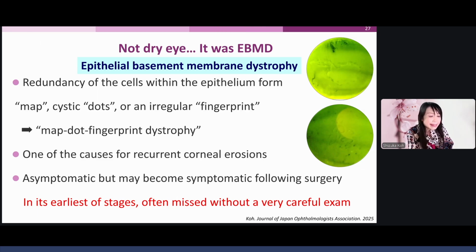EBMD is frequently overlooked. Without fluorescein staining, the diagnosis can easily be missed. Many patients are asymptomatic. However, they may become symptomatic after ocular surgery, especially cataract or refractive surgery. Recognizing EBMD before surgery is therefore very important. A simple fluorescein examination can prevent postoperative surprises.